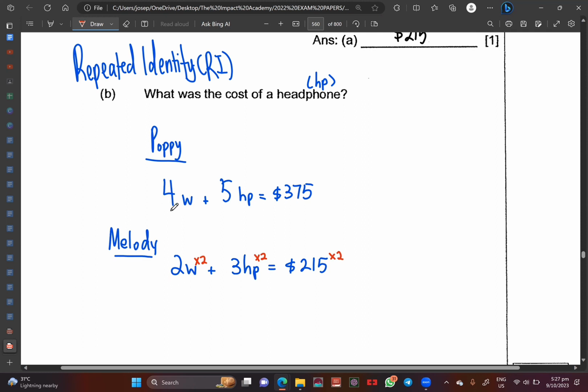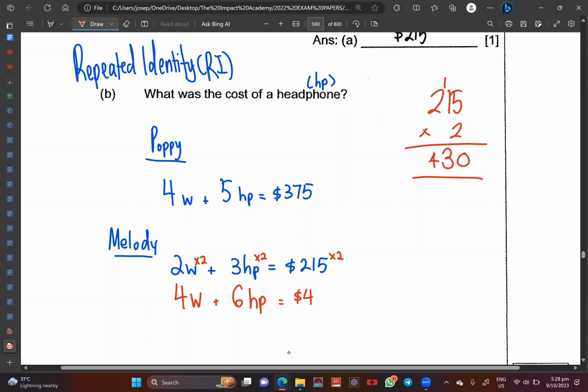Because look at, over here is 4, right? In math, when something is the same, what can I do? I can cancel away. Do you agree so far? So this is 4 watch plus 6 headphones is equals to, what is 215 times 2? So I do this. 2 times 1, 2 plus 1, 3. 2 times 2, 4. 430. Can you see that this is 430?